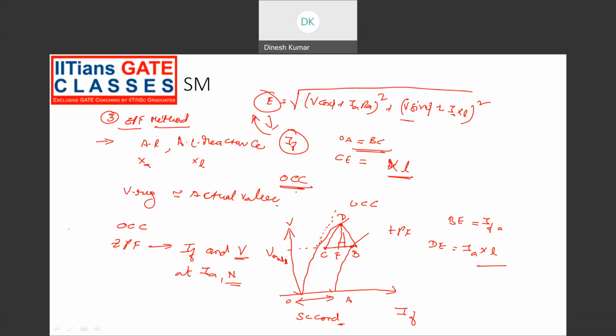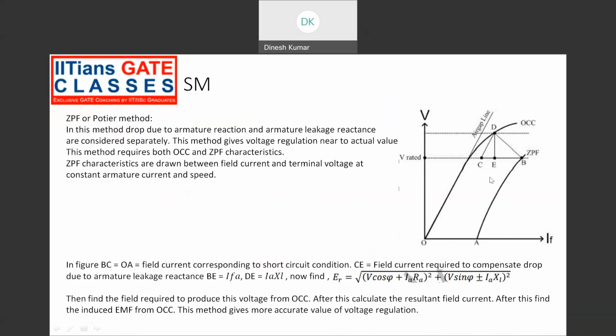Let's go to the next slide. So this is what I have discussed in the earlier slide. The ZPF method gives us the voltage regulation value close to the actual value. So in this method, the drop due to armature reaction and armature leakage reactance are considered separately.